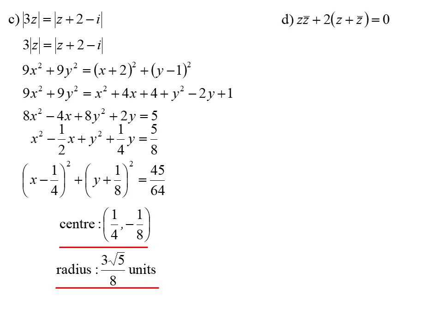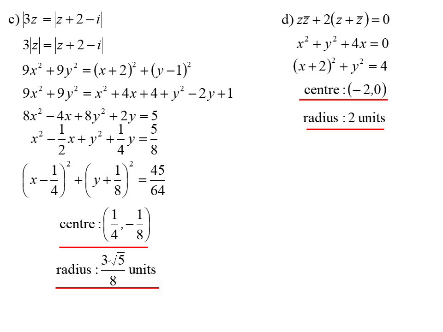Don't immediately recognise it, put it in the Cartesian form and then you'll get something that you should be able to recognise. z times z conjugate plus 2 times (z plus z conjugate). Again, don't recognise that. Let's put it in the Cartesian. We know z times z conjugate is x squared plus y squared. z plus z conjugate, well that's going to be twice the real part, so 2x, but times it by the 2. Here's another circle. There it is. Centre, minus 2, 0, radius 2.